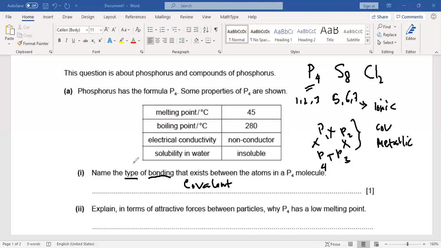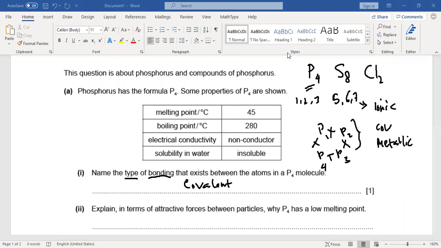So when you encounter questions in IGCSE, you need to find the keyword, what the question wants you to write in your answer. And next, explain in terms of attractive force between particles of P why it has a low melting point.